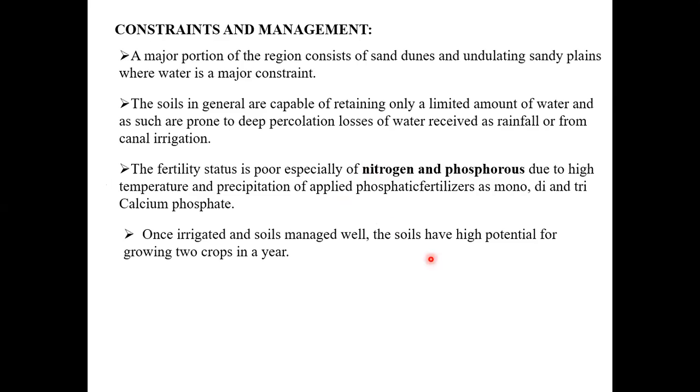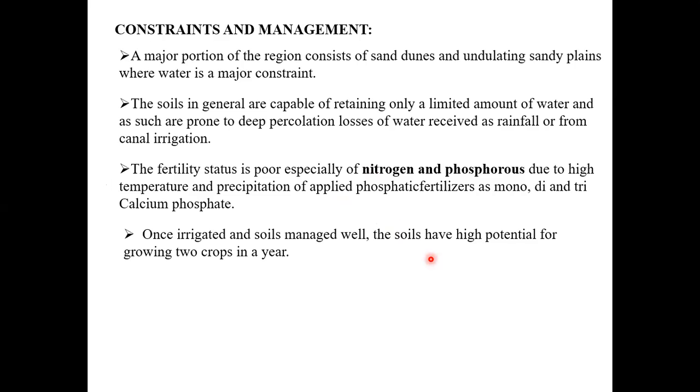Constraints and management. What are those? Mostly you can say sand dunes, undulating sand plains, all these things will be there. These are very poor conditions, students. Water holding capacity is very low. Loss of water and receiving rainfall is very difficult. Nitrogen and phosphorus conditions are very low, so we have to manage very well. Very cautious management is needed in this desert soil.